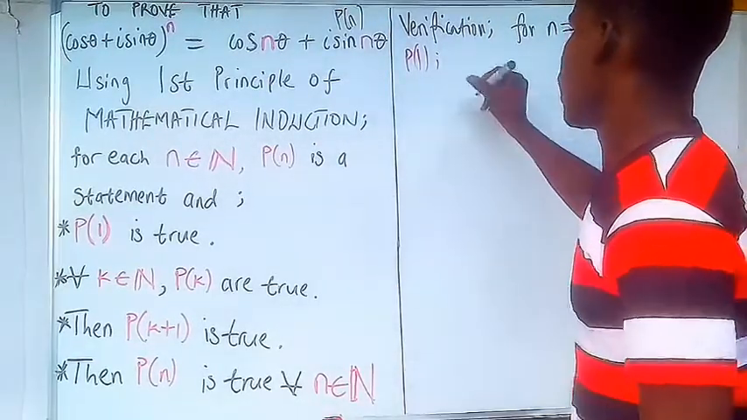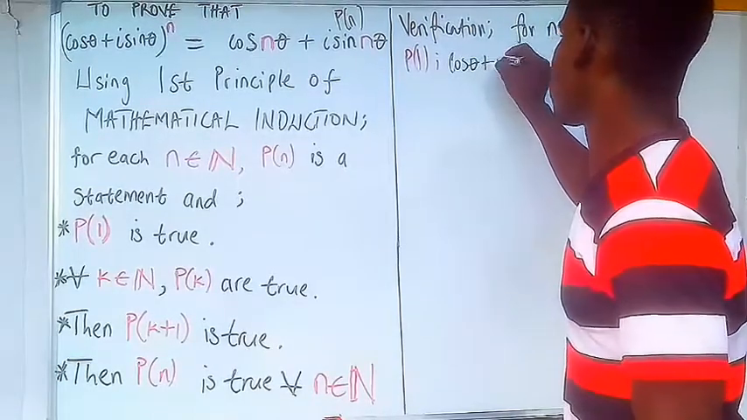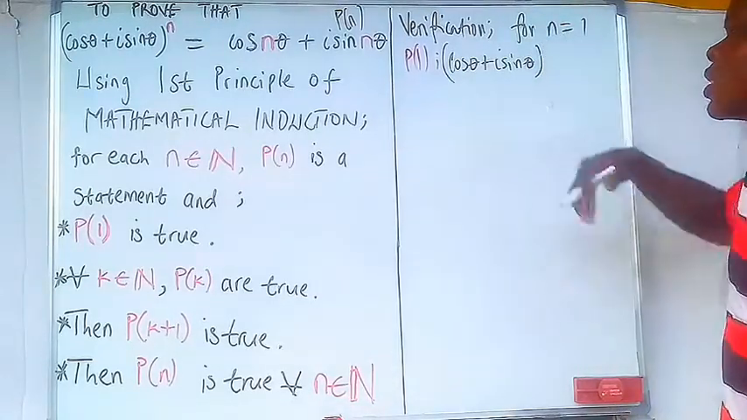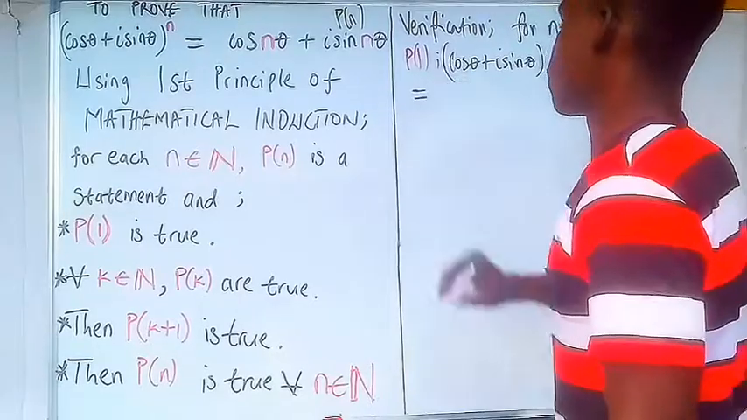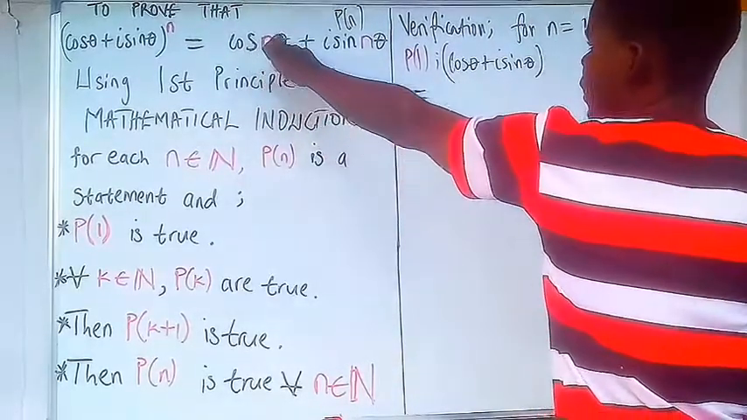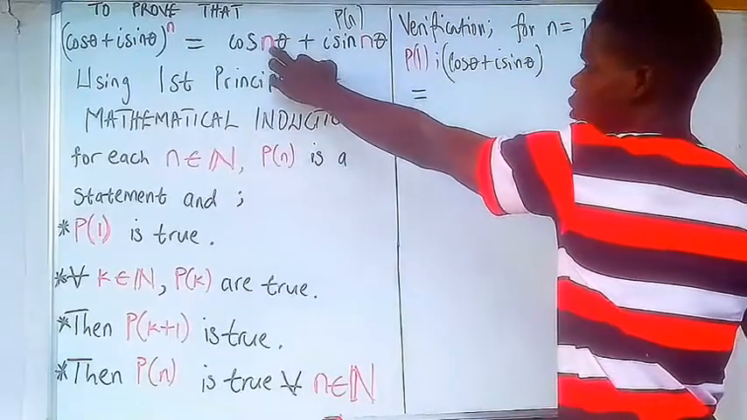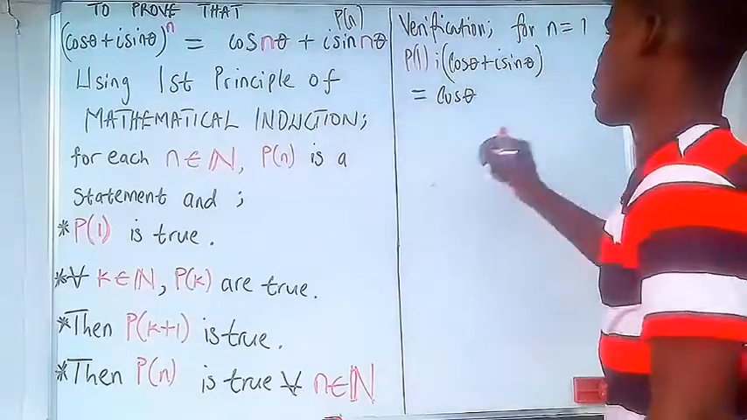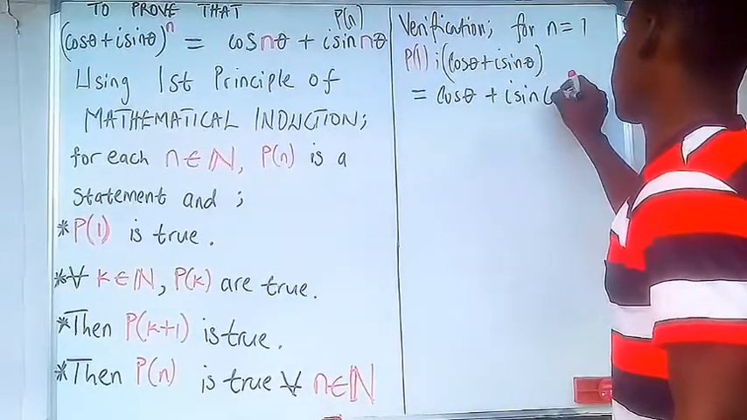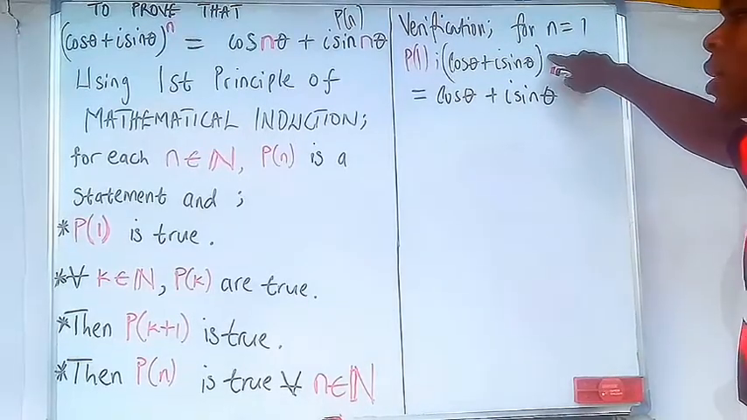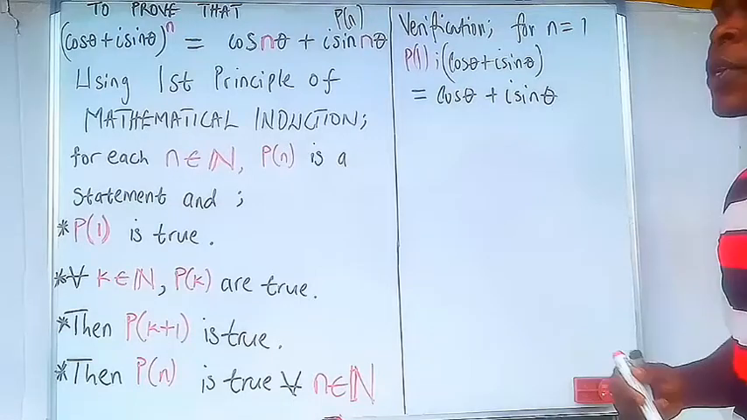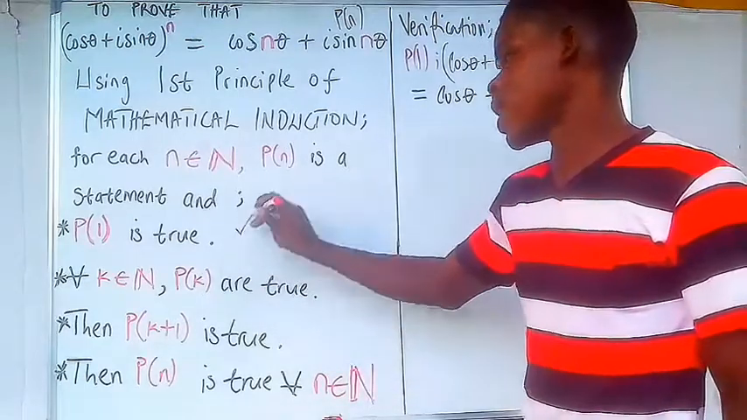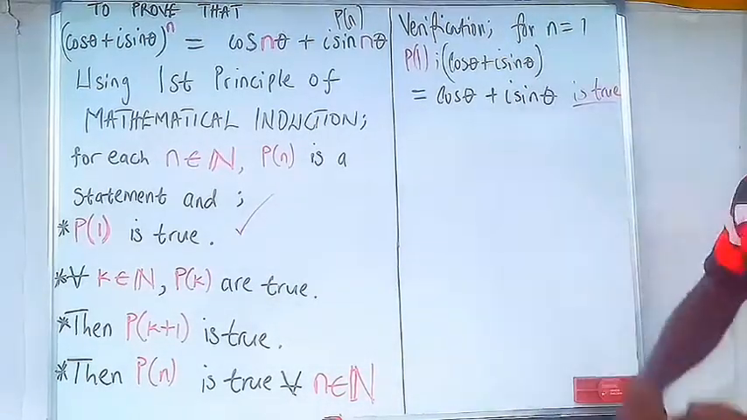So we're going to have (cos θ + i sin θ) raised to power 1, which is the same thing as not even raising it. And it is equal to cos(nθ) where, in place of n, we now put 1, that's just cos θ, since 1 times θ is just θ, plus i sin θ. So it's the same thing, and the left hand side is equal to the right hand side. So the first condition has been satisfied.